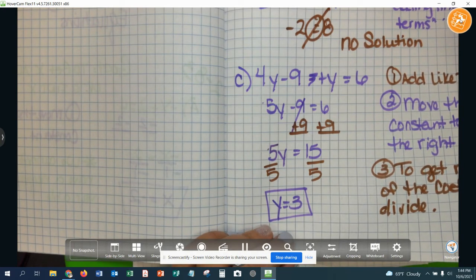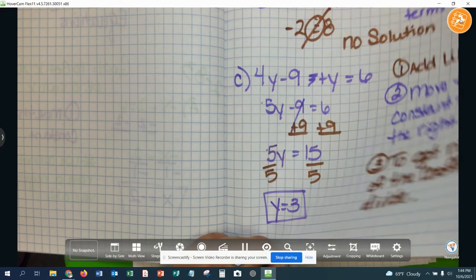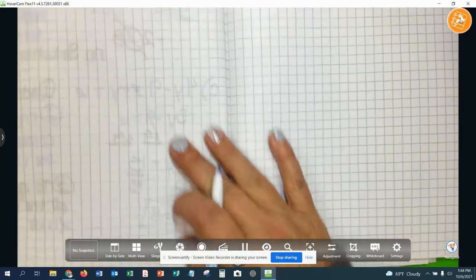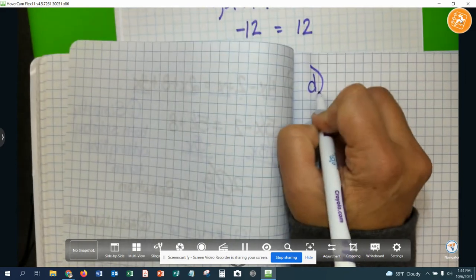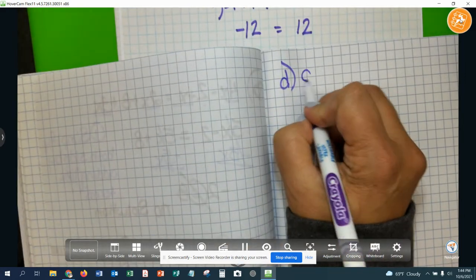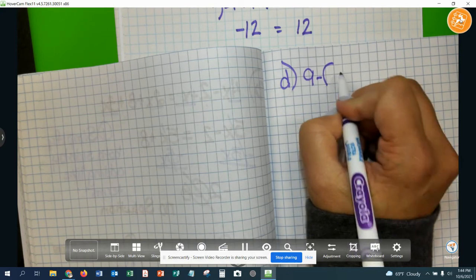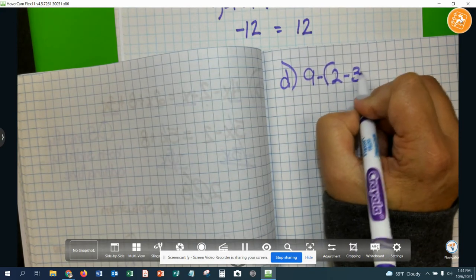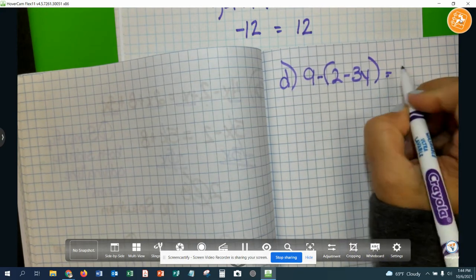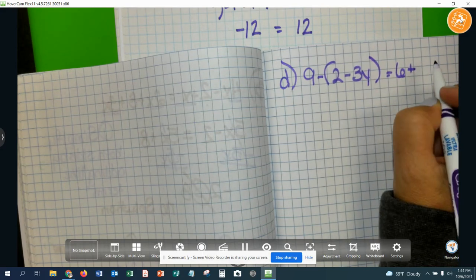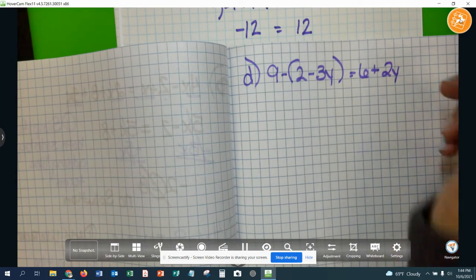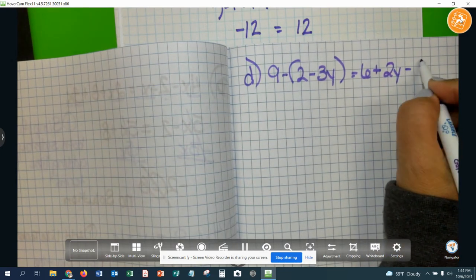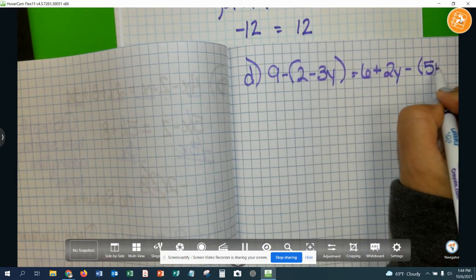Ready? Now we have D. 9 minus 2 minus 3y equals 6 plus 2y negative 5 plus y.